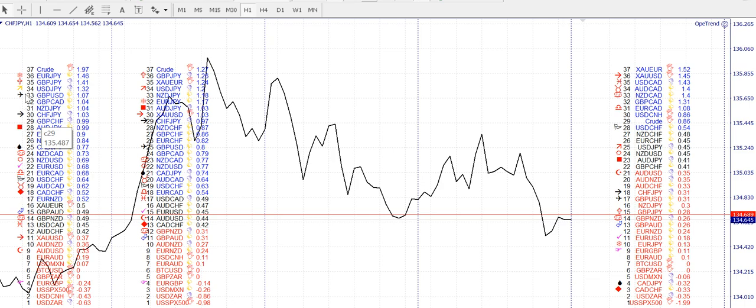USDJPY. Right, here it is. Here's USDJPY. There are a couple of things you need to notice in this place. USDJPY is in blue color here, and USDJPY is in blue color here. Then when we move down to this place, USDJPY is in black color.